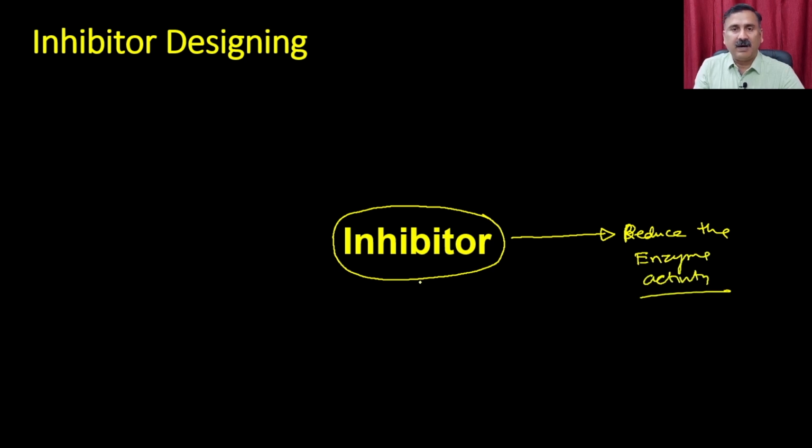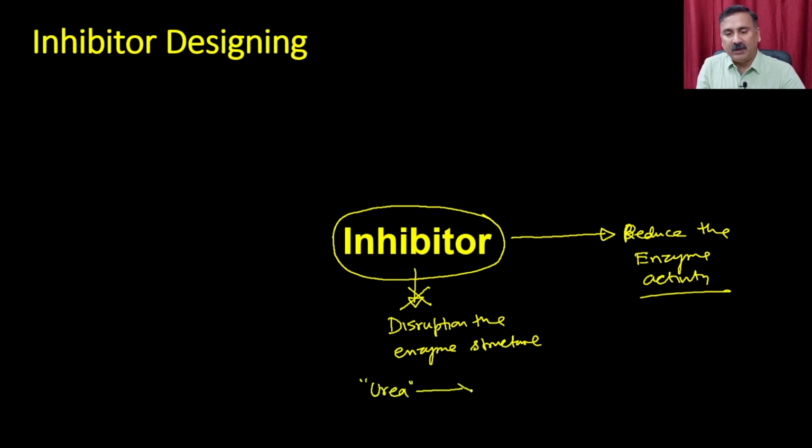Now, that reduction in the enzyme activity should not be because the inhibitor is disrupting the enzyme structure. This is undesirable. You cannot have an inhibitor which disrupts the enzyme structure. For example, if you take urea and add it to an enzyme, irrespective of whether urea is an inhibitor for the enzyme or not, it is going to destroy the enzyme activity because the enzyme is no longer able to maintain the 3D structure.